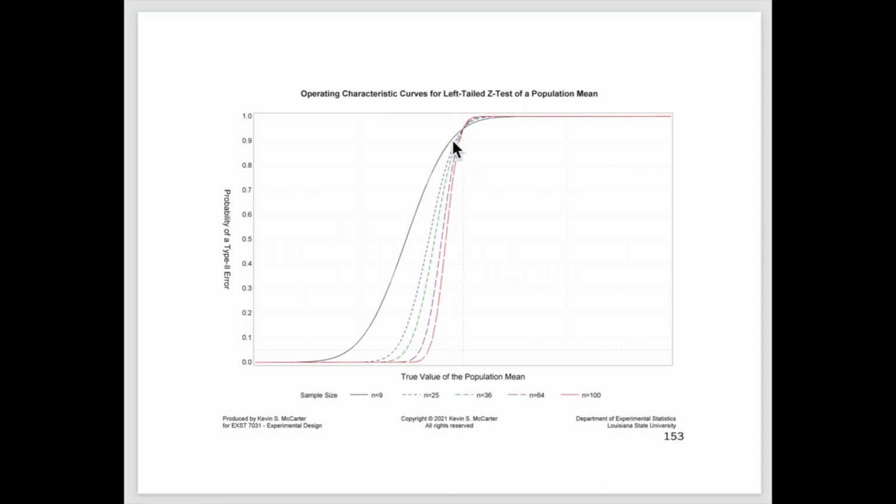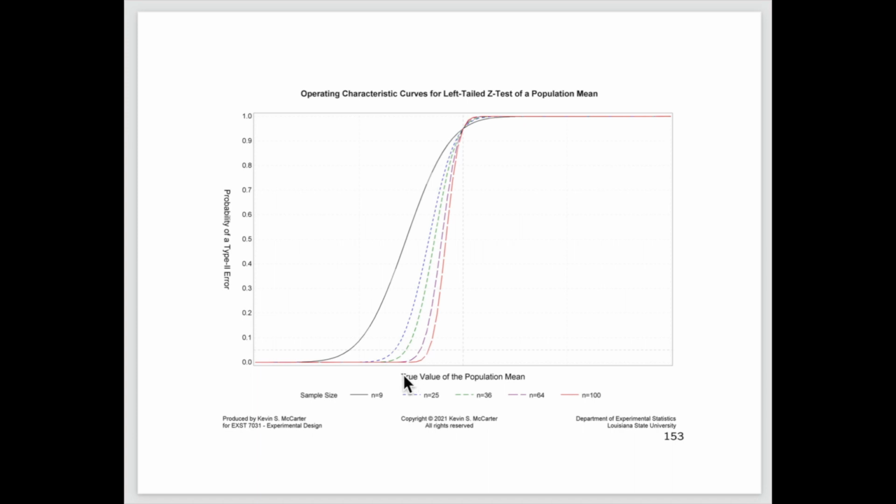Now, if mu is to the left of mu sub 0, but very close to it, we see that we have a very high probability of failing to reject the null hypothesis, a very high probability of committing a type 2 error. All right, as the value of mu, or for values of mu, that are further and further away from that boundary, we see that the probability of a type 2 error drops off, and drops off pretty quickly, at least initially, and then eventually, it gets so low that it levels out.